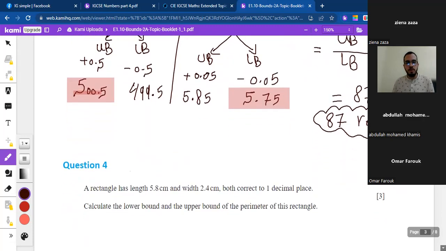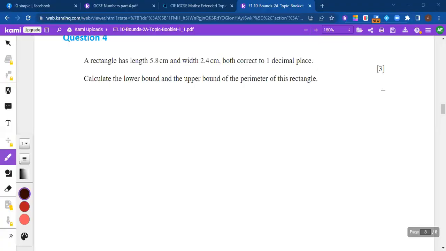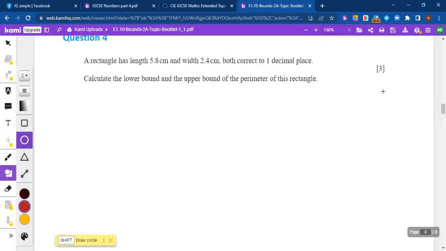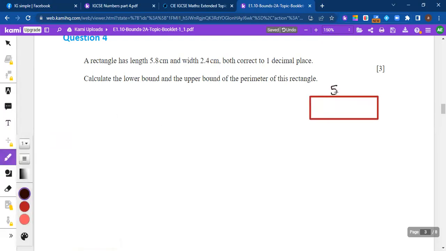Okay, question 4. Now take 5 minutes, try to do it. Focus. Please focus, guys. Here, I have a rectangle, and I have the dimensions of it: 5.8, 2.4. And it says, find the lower and the upper bound, and gives me 3 marks.